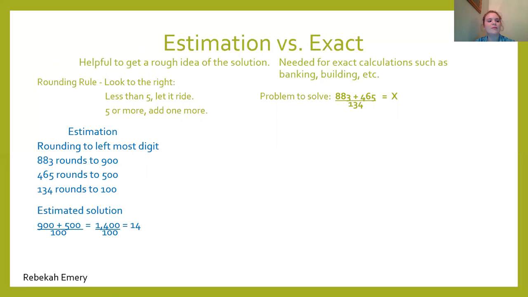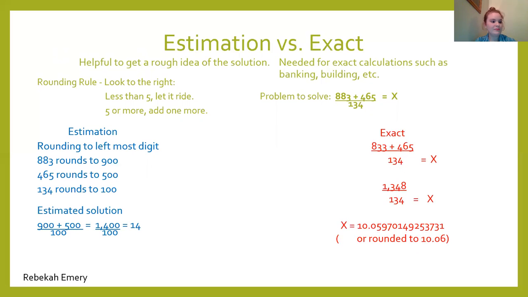Now we can solve our estimation. 900 plus 500, which equals 1,400, divided by 100, which is 14. And the exact number is 10.05970149253731, which would most likely round to 10.06 or even just 10.